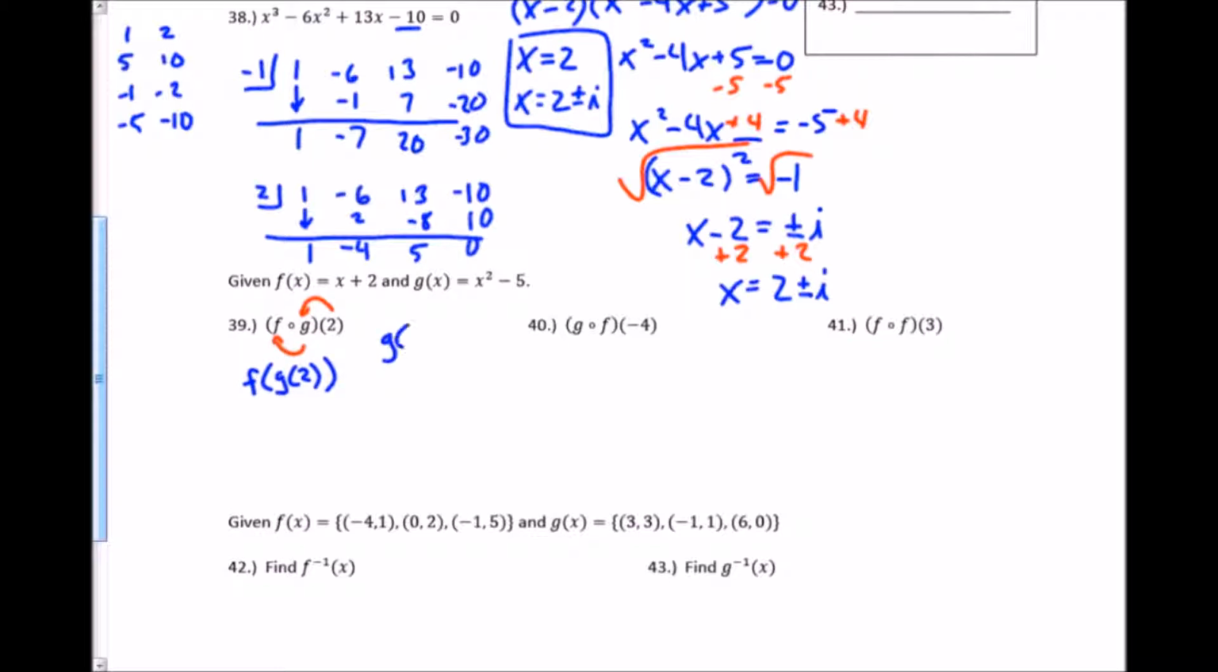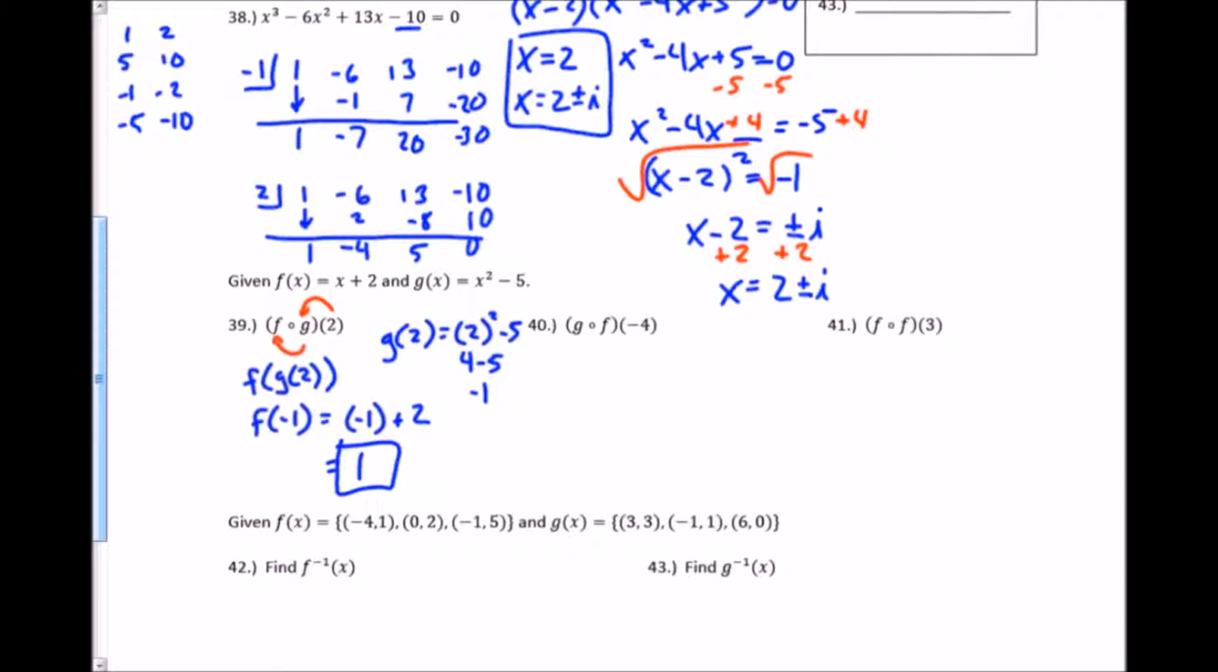So when I do g of 2, I'm plugging the 2 into the g function. That's going to be 2 squared minus 5, which is 4 minus 5, which is negative 1. So now what I'm doing is f of negative 1, which means I want to take the negative 1 and plug it into the f function. And when I do that, it gives me a positive 1. And that's it. All right?